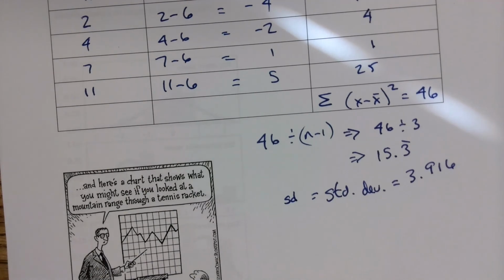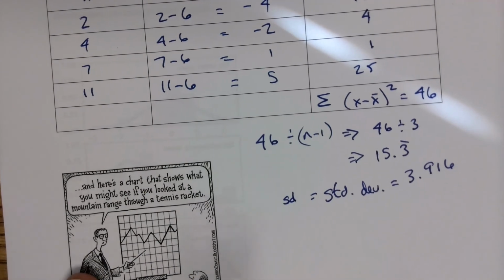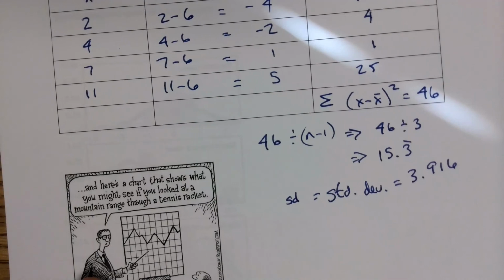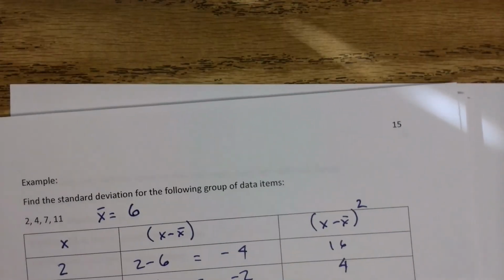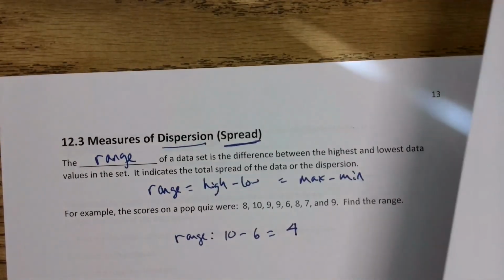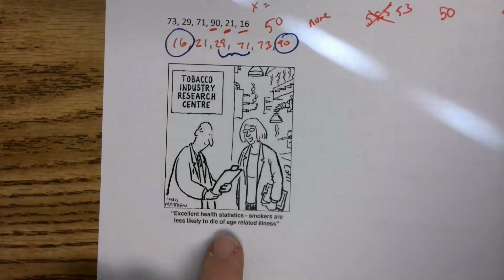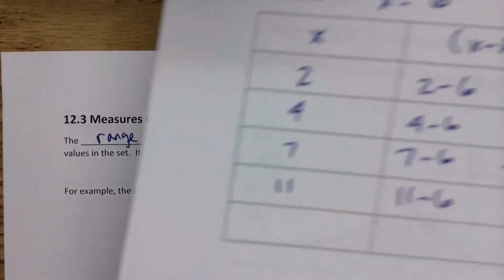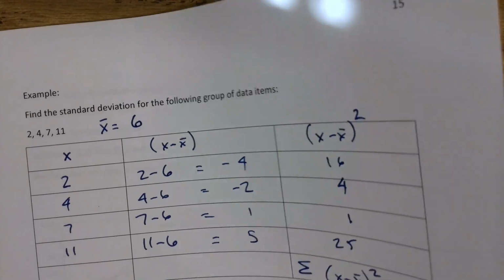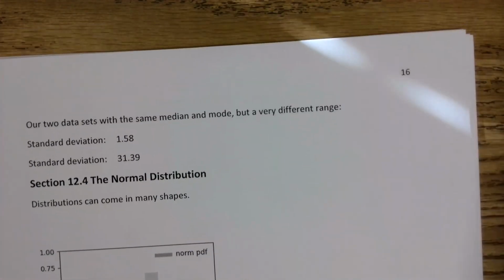Do you like my little cartoons in here? Are they cracking you up? Okay. Smokers are less likely to die of age-related illnesses. What did you say?